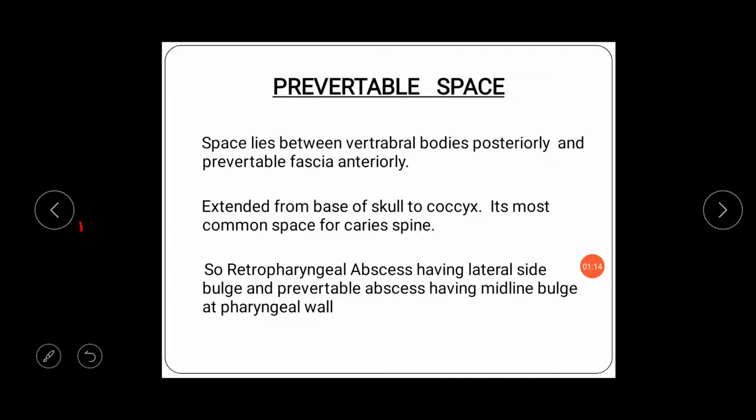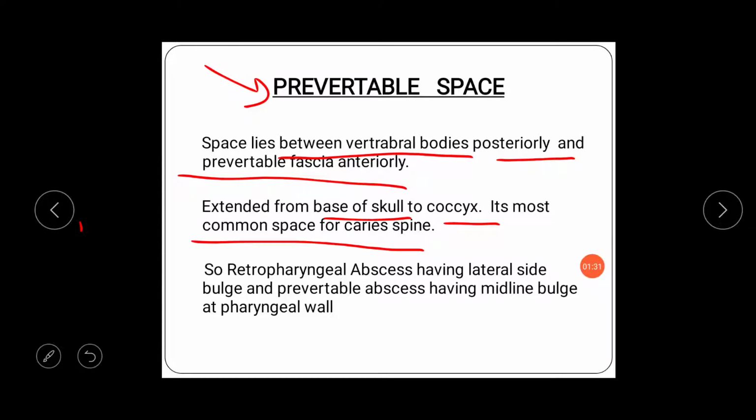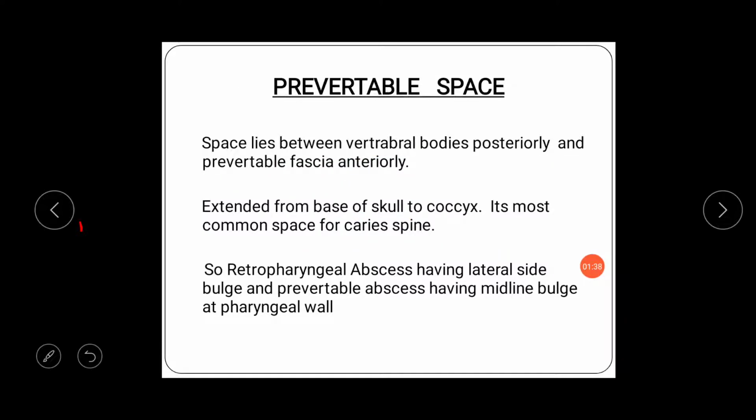Prevertebral space is behind the retropharyngeal space, and it lies between the vertebral bodies posteriorly and the prevertebral fascia anteriorly. It extends from the base of skull to the coccyx and it's the most common space for caries spine. Usually whenever a patient has a retropharyngeal abscess, the patient has a lateral-side bulge over the pharynx area, and with a prevertebral abscess the patient will have a midline bulge at the pharyngeal wall in the oral cavity.